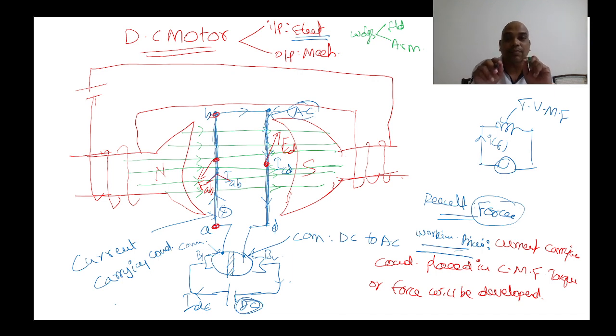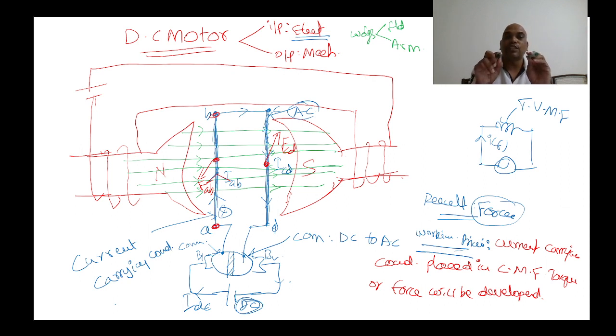So which type of conductors are placed in constant magnetic field? Current carrying conductors are placed in constant magnetic field. Torque or force will be developed. So we can find out the direction of force in motor. But in DC generator, these are rotating conductors placed in constant magnetic field so that EMF is induced. That is the working principle of DC generator.